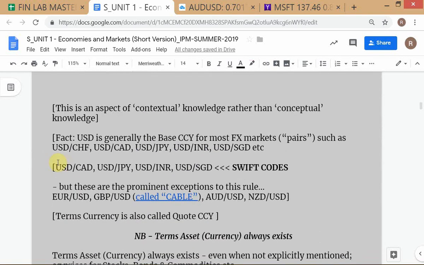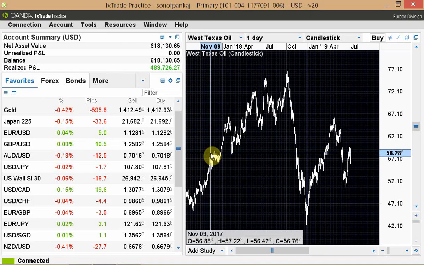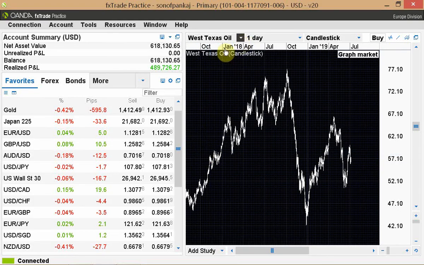Generally the rule is that most currencies are quoted against the US dollar. In most currencies, the US dollar is the base currency, but there are some exceptions. Any exception that you know, a major currency pair where the US dollar is not the base currency? Euro is a major currency pair. Euro dollar FX is a major currency pair where euro is the base currency, not US dollars.